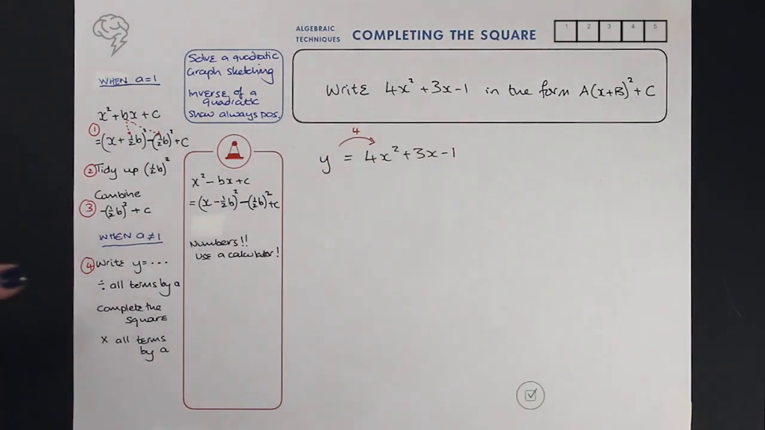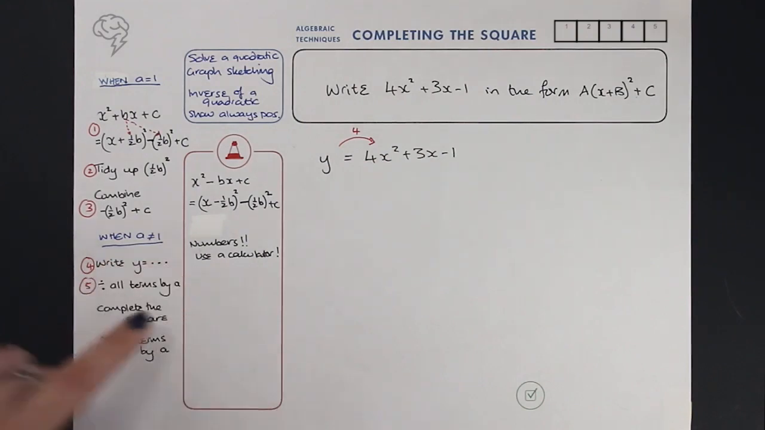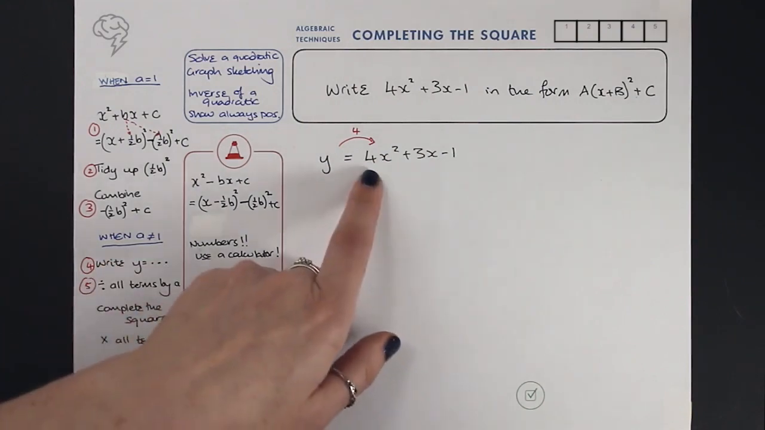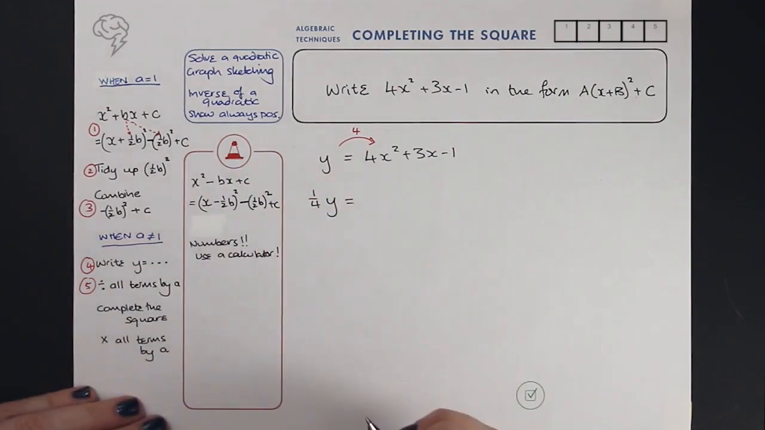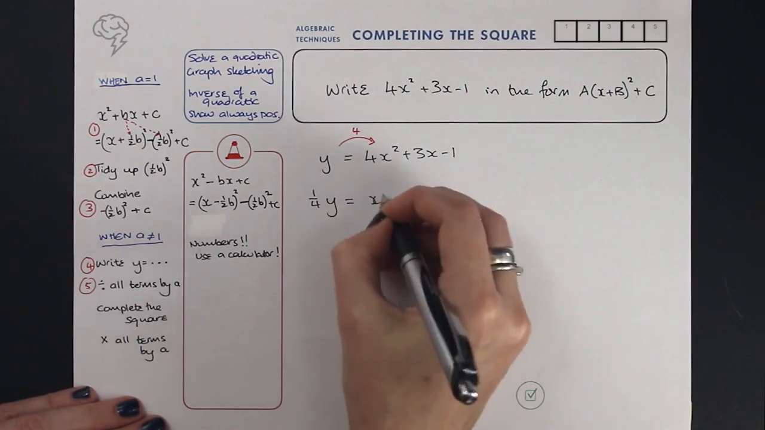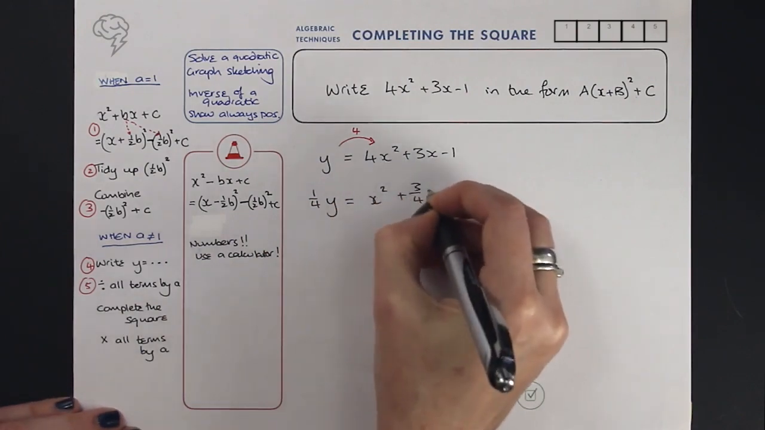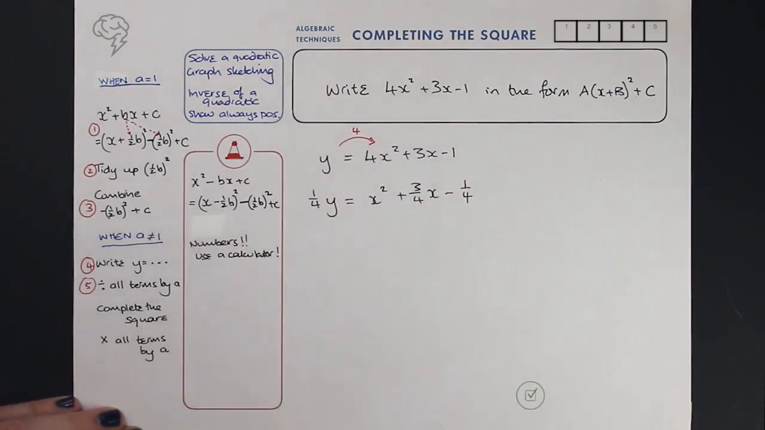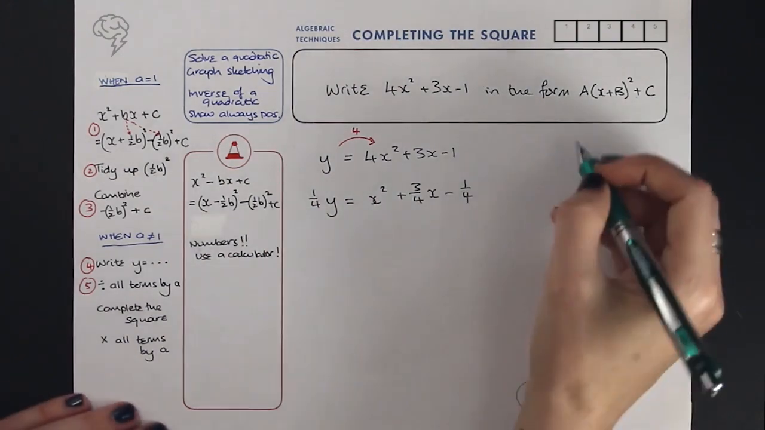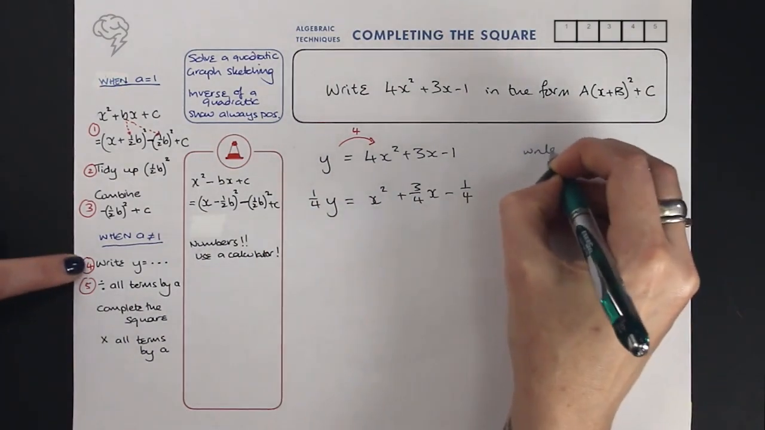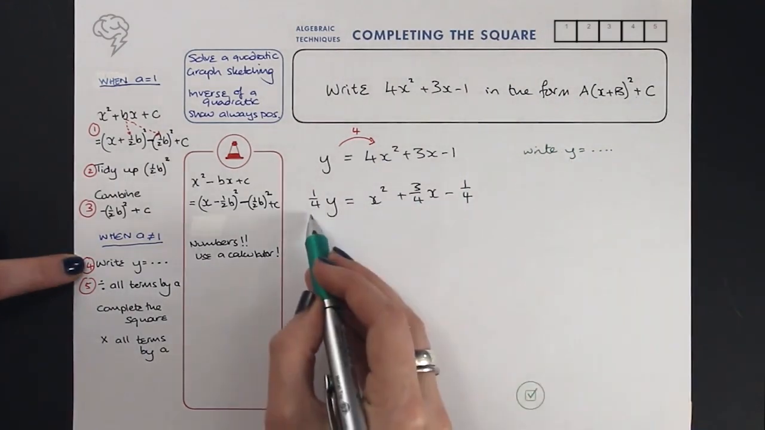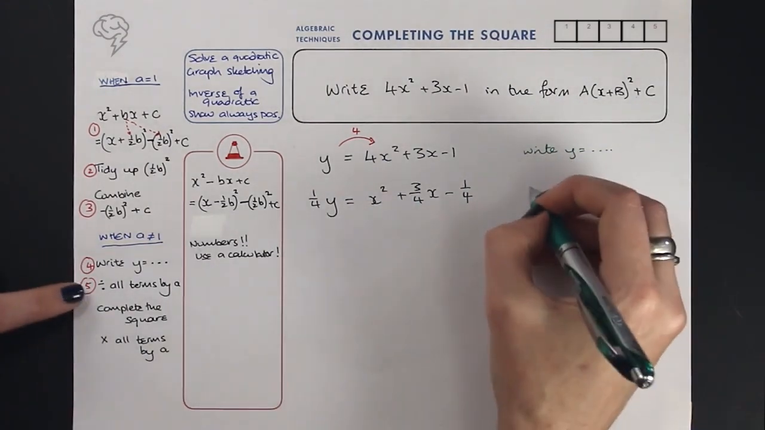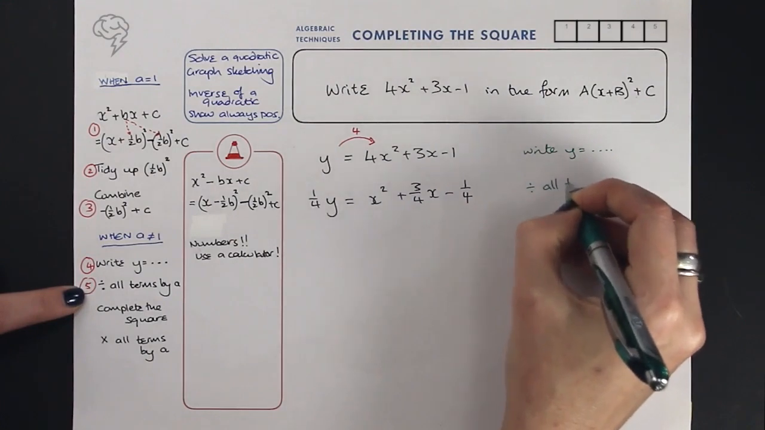And the reason I've done that is because the next step is to divide all the terms by that a, by that problem. So we're going to divide the y by 4. We're going to divide this by 4. We're going to divide this by 4. And we're going to divide this by 4. Everything gets divided by 4. Okay. So first step, write y equals. And that's so that we've got a left-hand side for that quarter to go on. Then the next step, divide all terms by 4.